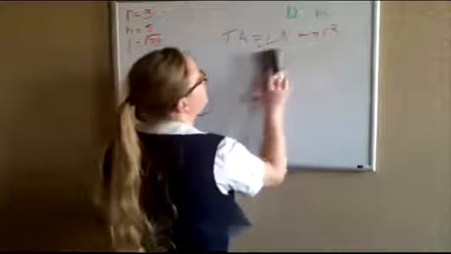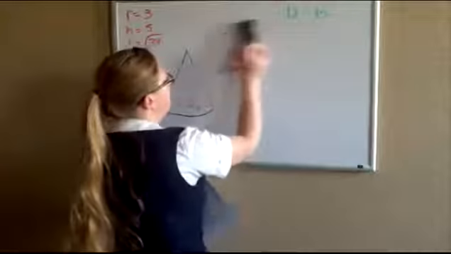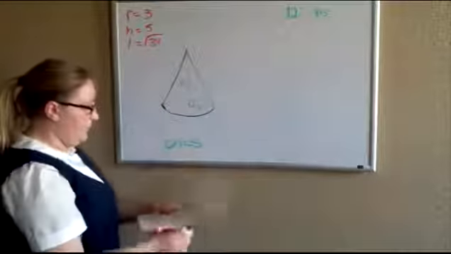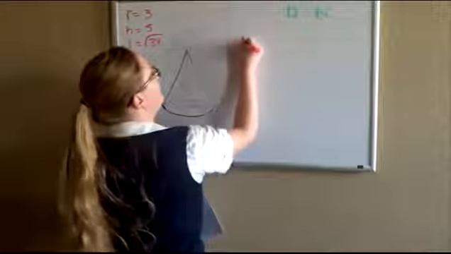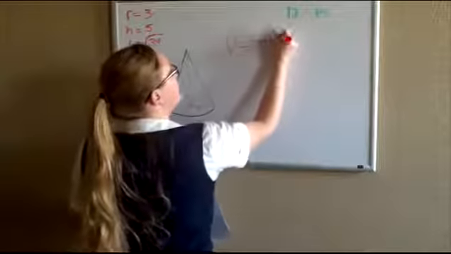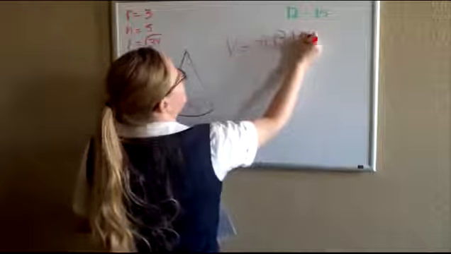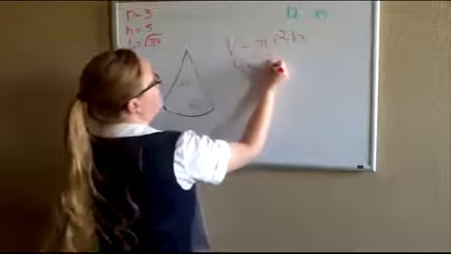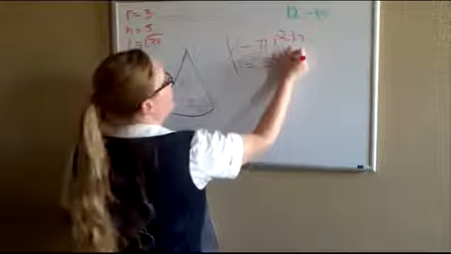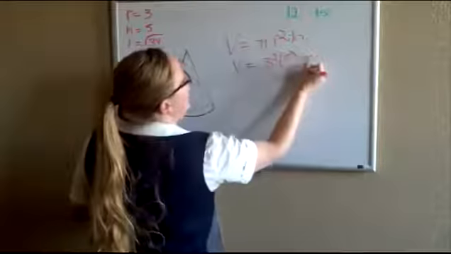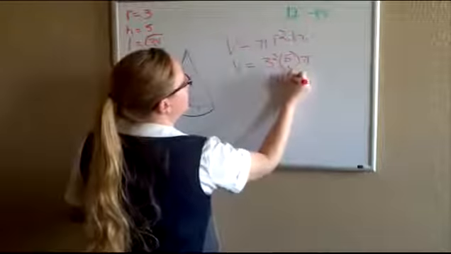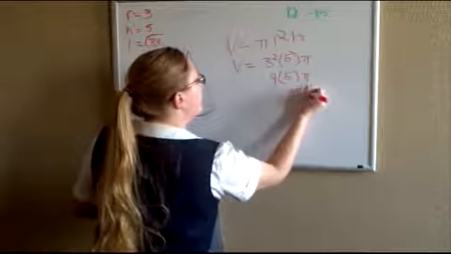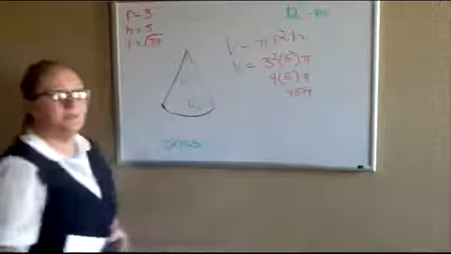And then volume. Volume is equal to pi times the radius squared times the height. Right? So volume is equal to 3 squared times 5 times pi. So it gives you 9 times 5 pi, which is 45 pi. That's it.